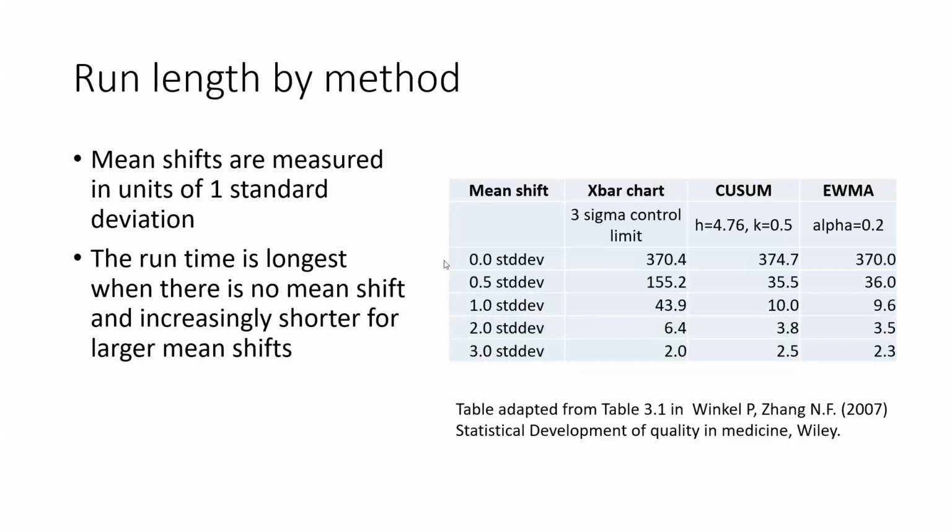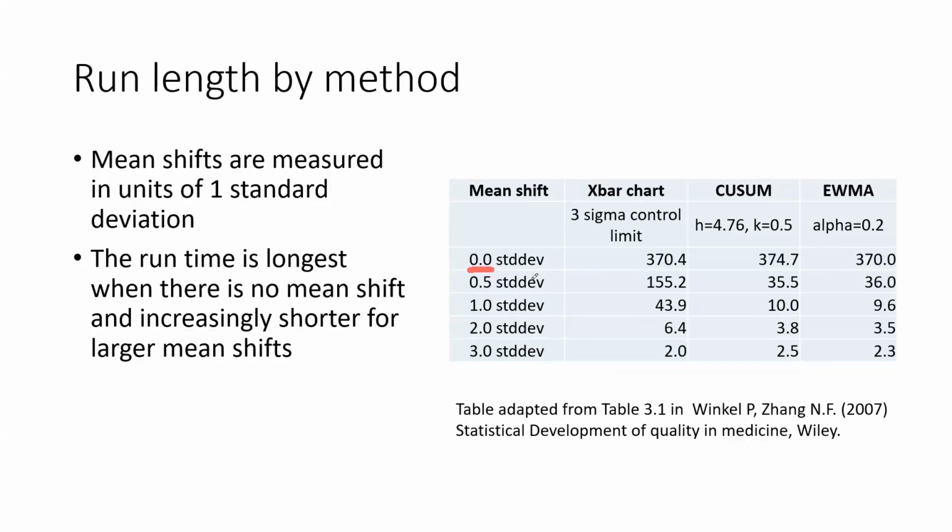The first line here, where there's a mean shift of 0 standard deviation, simply makes these 3 methods comparable here. So no mean shift means we are in control. And so these 3 numbers are on purpose approximately the same. For the 3 sigma control limit, we get run lengths of 370. And for the QSUM with these specifications, we get roughly the same run length. And for the EWMA with alpha equals 0.2, we get also roughly the same run length.